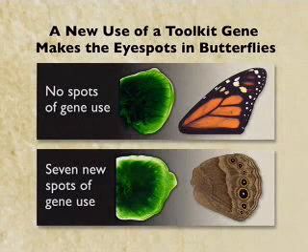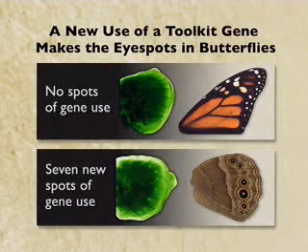edge of the wing. And those white flecks of pigment you see at the end of the monarch wing are not eye spots. Those are just little flecks of white pigment. But in the East African butterfly, you can see there are 7 spots where this gene is being used that don't have a counterpart in the monarch butterfly. That's the novelty. That's the difference.